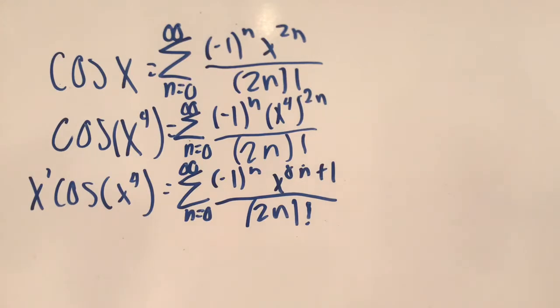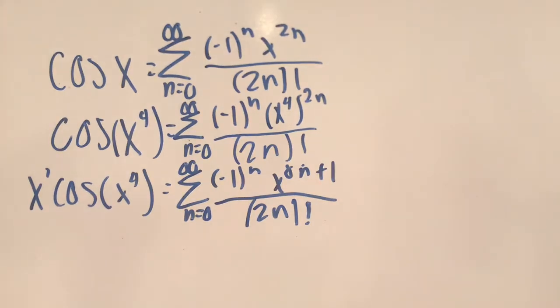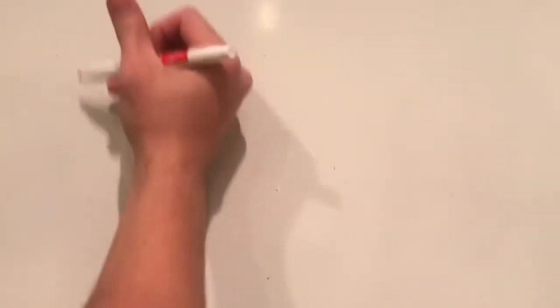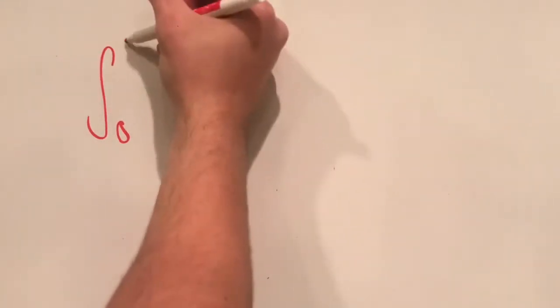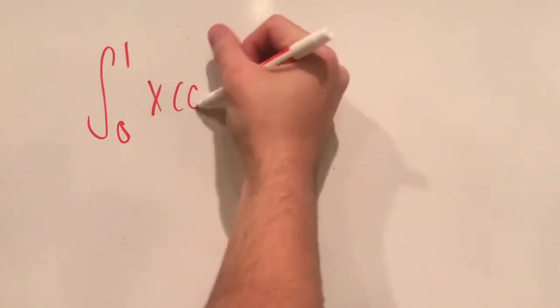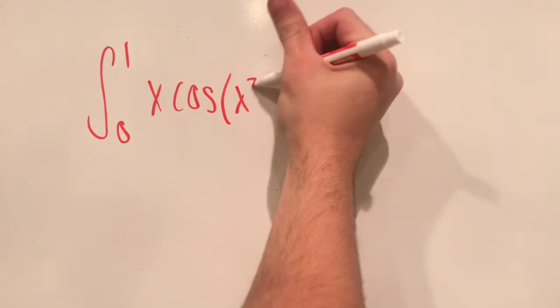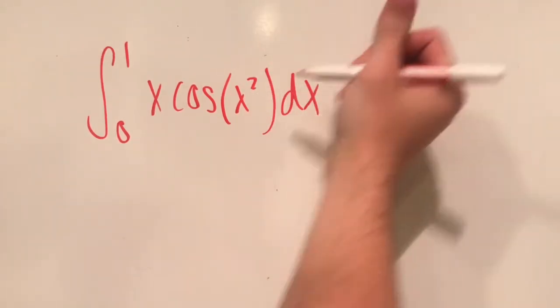That is how you can do that for every single variation of cosine or anything like that. Now that we've found out the rule for the cosine of x and how to translate it to different types of cosines, we can finally get to the fun part, actually integrating it. So let's take, for example, the integral from 0 to 1 of x cosine of x squared dx.